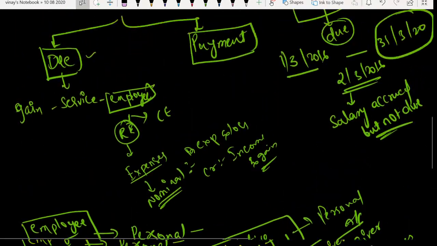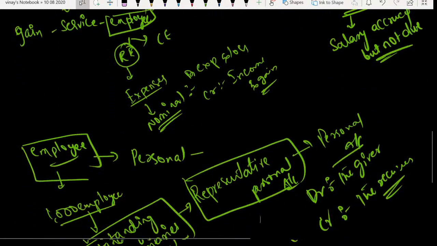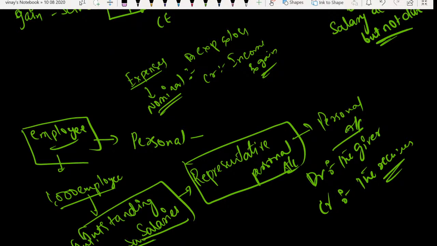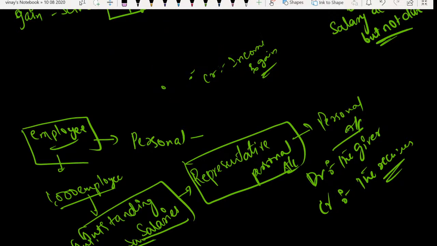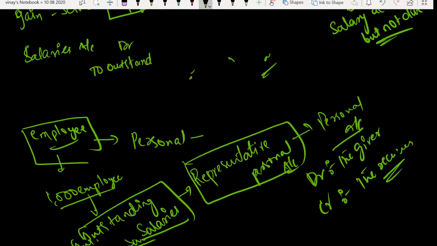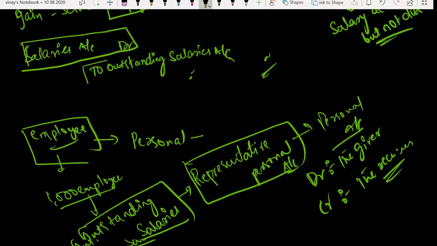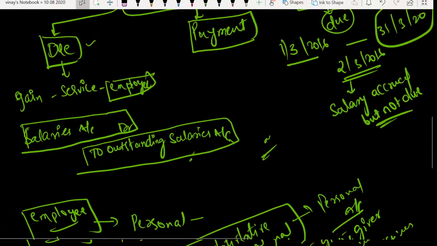So whenever it has fallen due, expenses come on the debit side. So salaries account debit to outstanding salaries account, so that the user will understand. So this is salaries fallen due, then we need to pay them, still not yet paid, right?